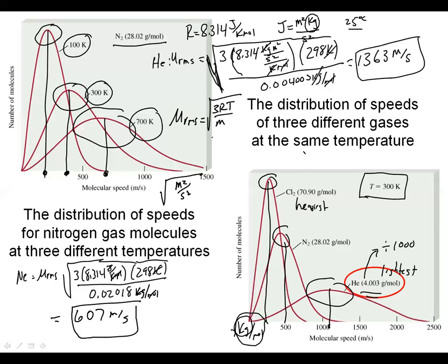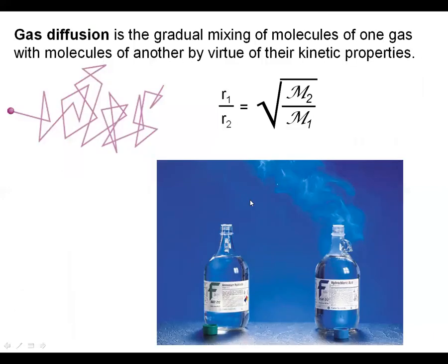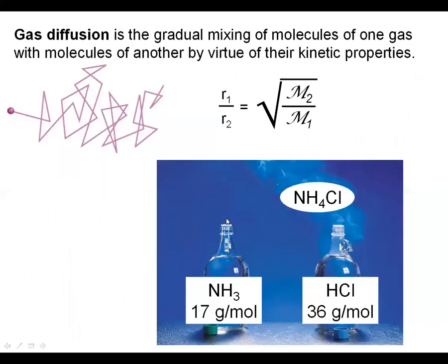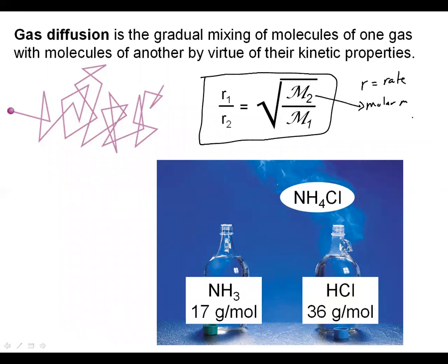Now, another aspect of gases is the idea of gas diffusion. Gas diffusion is the gradual mixing of one gas with another based on their kinetic properties. And you can use this equation to calculate things. The R's here are the rates, and the M's here are the molar mass. In this particular case, you can do the molar mass in grams per mole because you're not doing anything with R. So this one, you can do that.